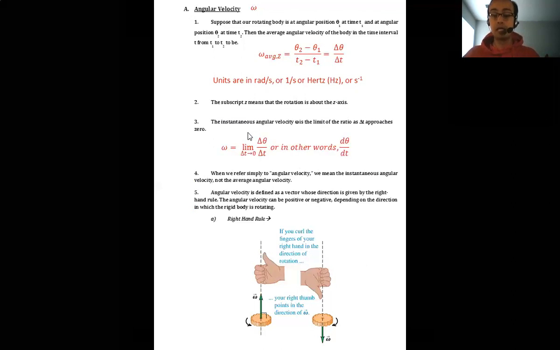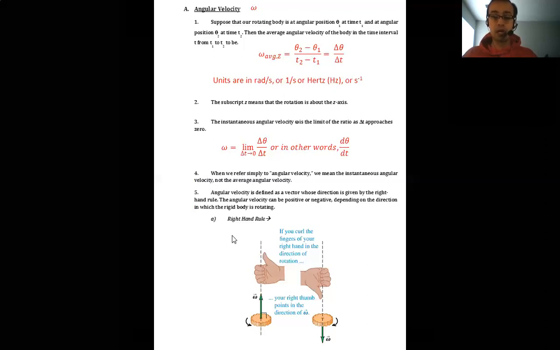If we're looking at an instantaneous angular velocity, again, when you think instantaneous, you should think derivative. So that is the limit of this delta theta over delta t function as delta t approaches 0, or in other words, the first derivative of the position function with respect to time. So d theta by dt. And when we refer simply to angular velocity, we mean the instantaneous angular velocity, not the average angular velocity. If I want an average angular velocity, I will ask you for it specifically. And here we're starting to get into that convention.